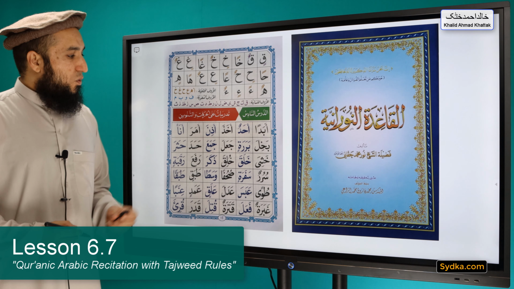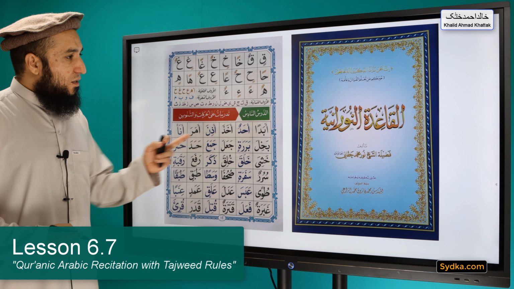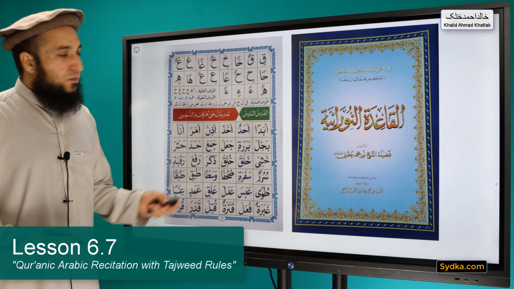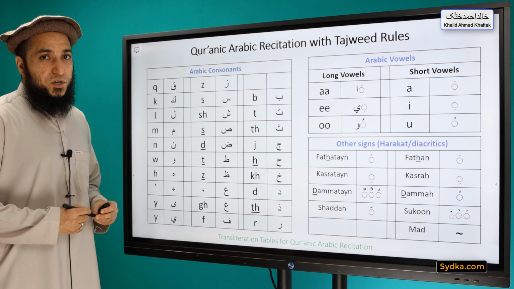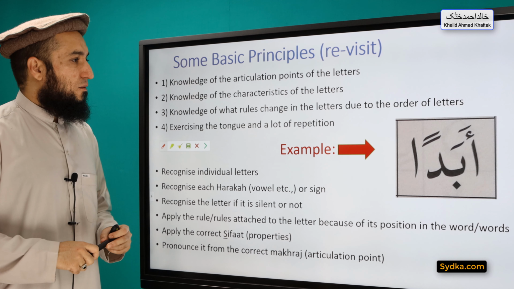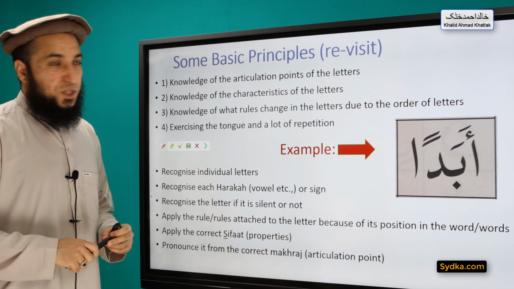In this session, we will study the next three words of Al-Qaida Al-Nuraniyya, page number 12. And this slide is just a reminder for transliteration purposes. So we are revisiting some of the principles that we have studied before.